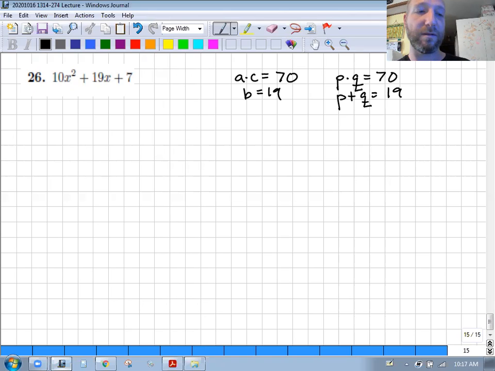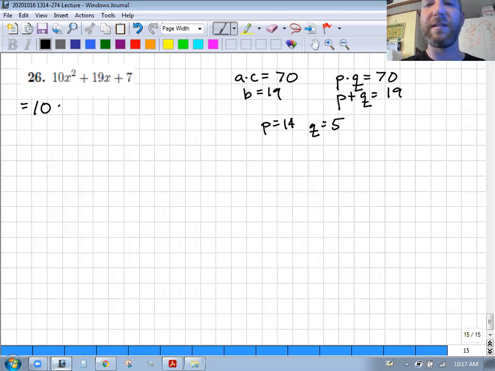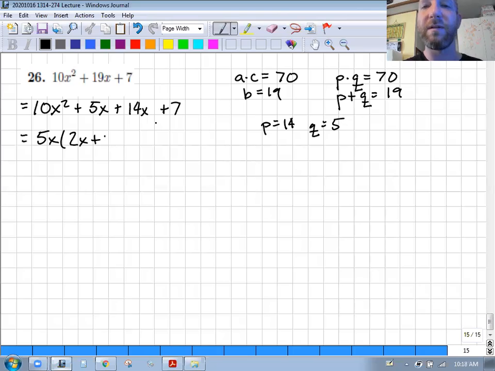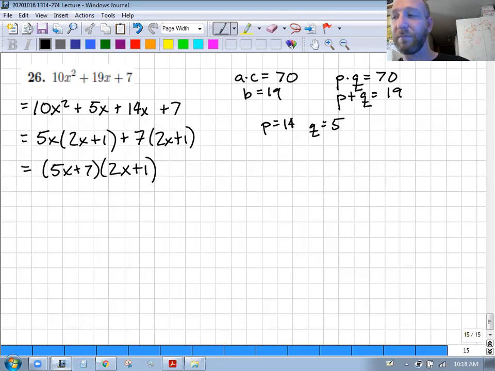What else? 70 divided by 5. Yeah, 14 and a 5, right? P was 14. Q was 5. They multiply to give us 70, and they add to give us 19. So we can rewrite this 19 as a 14. No, let's put the 5 first. 5x plus a 14x. Because these are both divisible by 7. These are both divisible by 5. So if we pull a 5x out of the first two terms, we're left with a 2x plus 1. And over here, if we pull a 7 out, we're left with a 2x plus 1 again. So we got a 5x and a 7, both multiplied by 2x plus 1. Questions about that one?